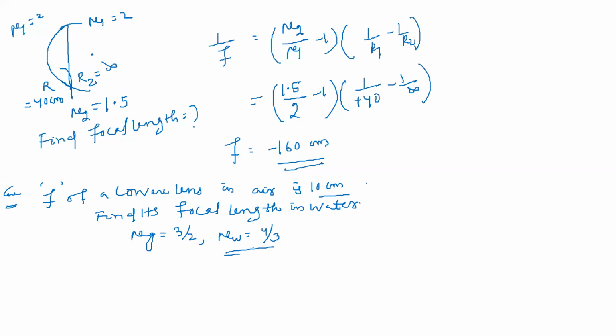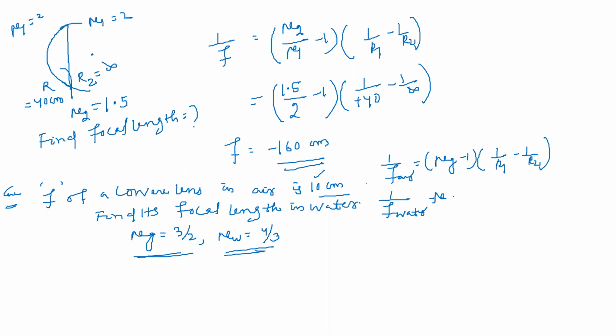So how to find the focal length in water? Like I had a lens whose focal length was 10 centimeter in air. When I put it in water, what will the focal length be? Let's see. Students, you know for the normal case, 1 by f air is equal to how much? Mu glass minus 1, because mu air is 1, into 1 by R1 minus 1 by R2. Correct? And for water, it will be how much? 1 by focal length of water will be mu glass by mu water minus 1, whole, into 1 by R1 minus 1 by R2. Correct, isn't it?